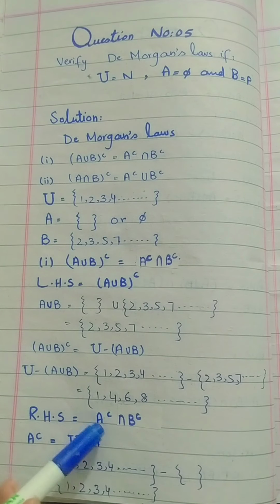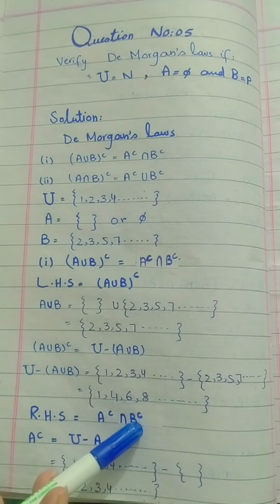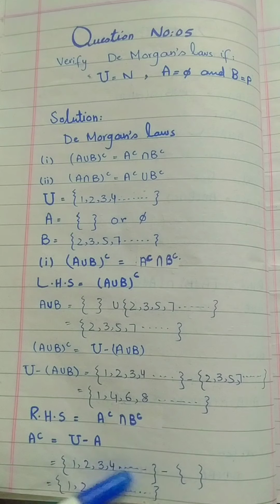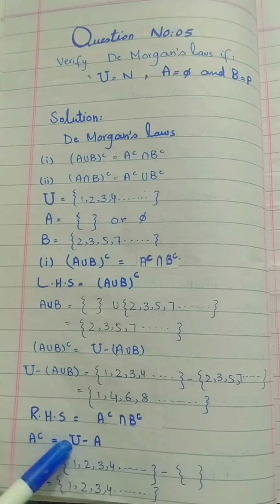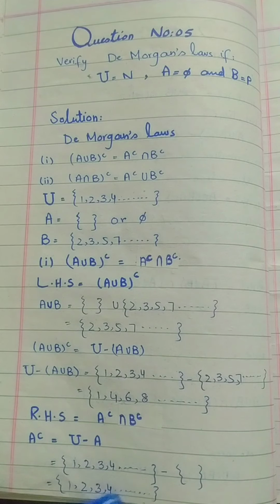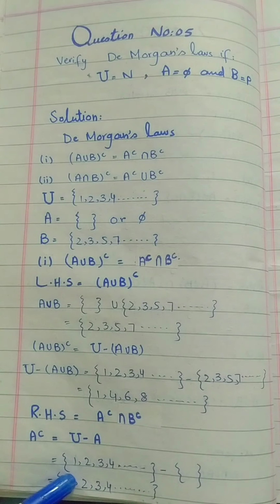Right hand side equals A complement intersection B complement. A complement equals U minus A. We write only the values which are in the universal set. A is an empty set, so A complement equals the set of natural numbers.